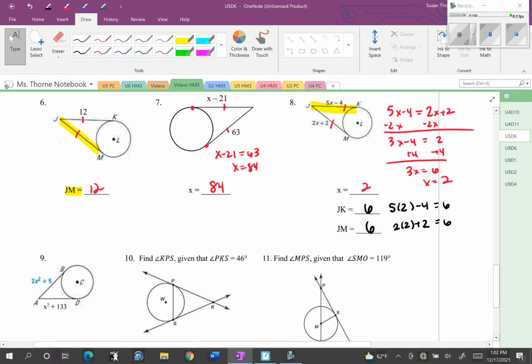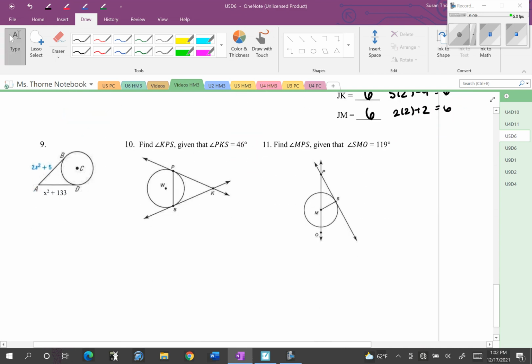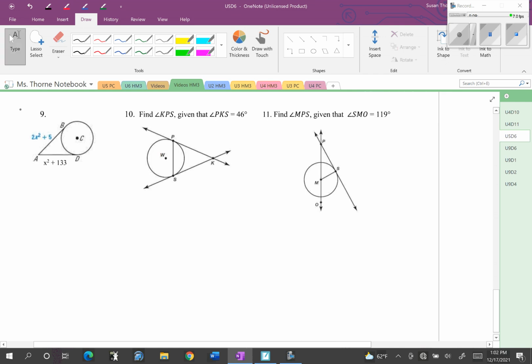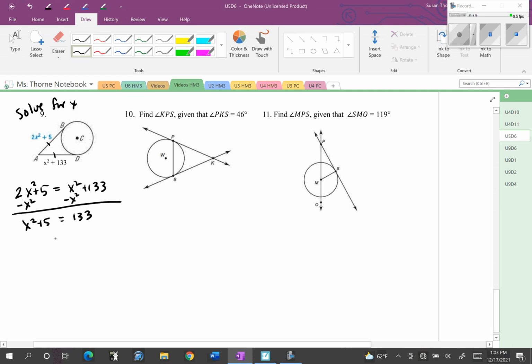All right, looking at question number 9. For this one, it doesn't say, so I'm assuming we are going to solve for x. That means these should be equal lengths. So 2x squared plus 5 equals x squared plus 133. When we solve, I would combine my like terms on either side of the equal sign. So we get x squared plus 5 equals 133. Subtract the 5. Take the square root.